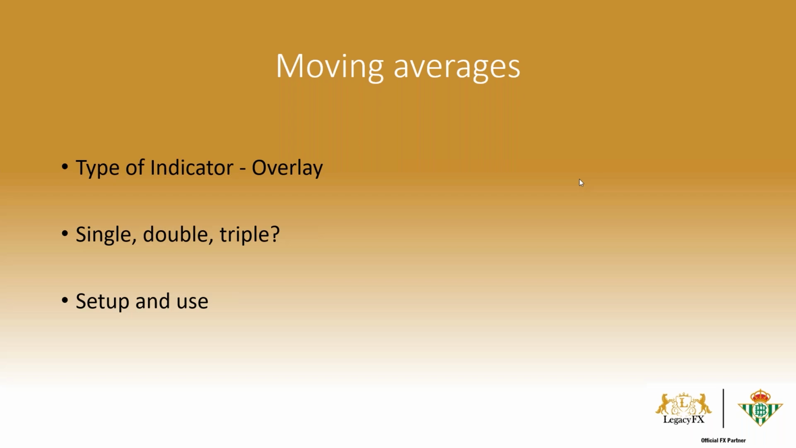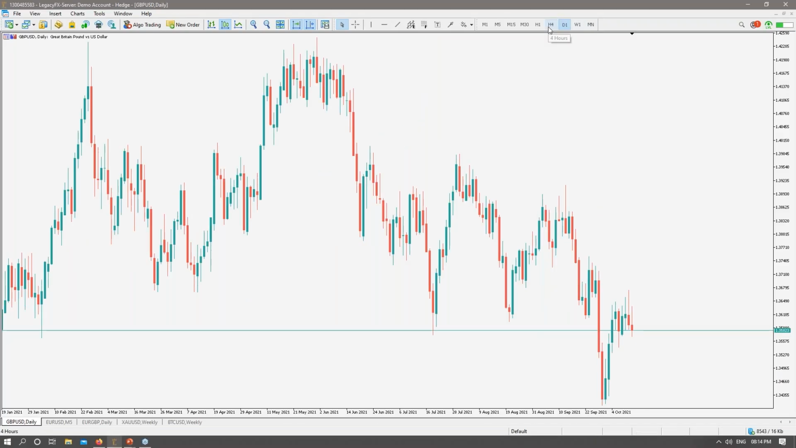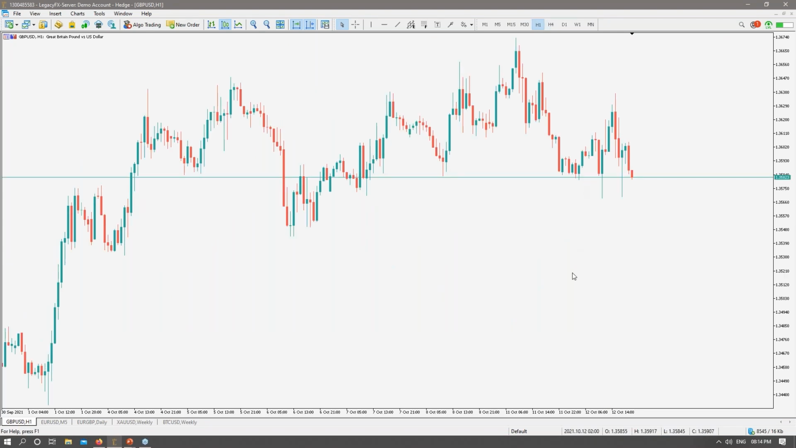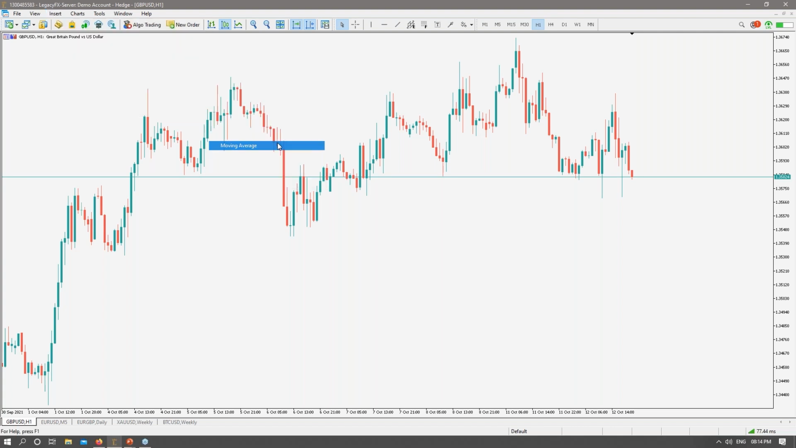So when we set this up, here I have a chart. We're going to go to the day chart. Actually, let's do an hour. That's fine. In this case, this is the pound versus the dollar, 1 hour. It doesn't really matter what you're seeing here. Let's just set up the indicator itself. So we go to insert, we go to indicators, and here we go to trend, and you will see the moving average right here. So let's grab that one.